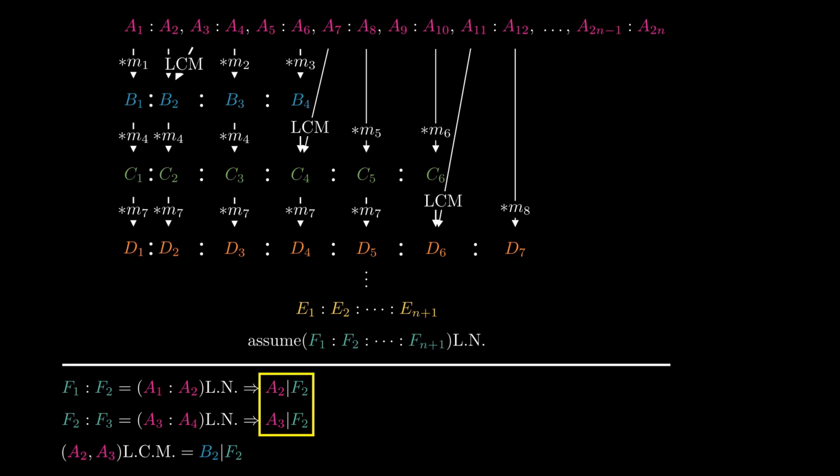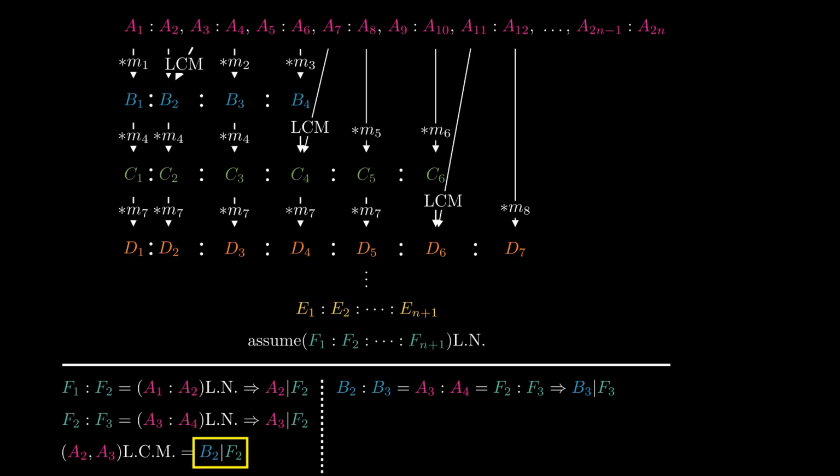Thus, the least common multiple of a2 and a3, b2, will measure f2. b2 to b3 is proportional to a3 to a4, which is proportional to f2 to f3. So b2 to b3 is proportional to f2 to f3, so b3 measures f3. Similarly, b3 to b4 is proportional to a5 to a6, which is proportional to f3 to f4, so b3 to b4 is proportional to f3 to f4, so b4 measures f4.